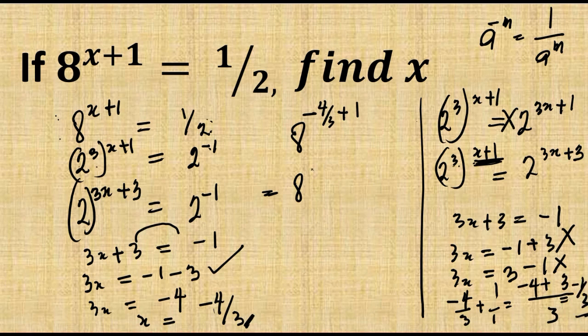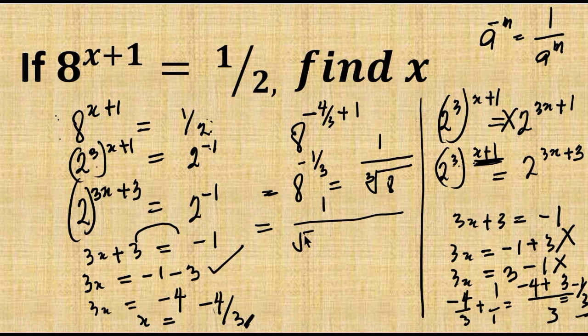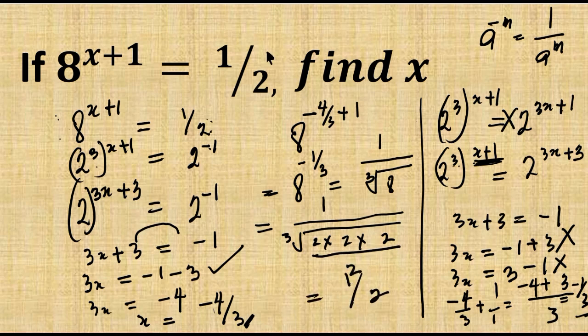So that this is 8 raised to power minus 1 over 3. That is the same thing as saying I have 1 over the cube root of 8. And what is the cube root of 8? That is 1 over the cube root of 2 times 2 times 2. That's 2. That's the same thing as 1 over 2, which is the same thing as the half you have here. So we can see that we are correct.